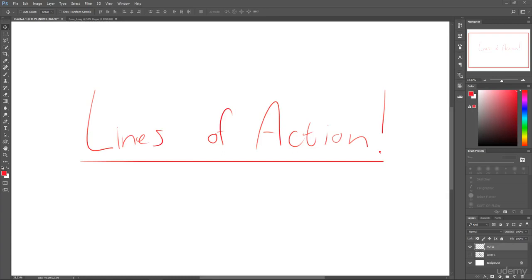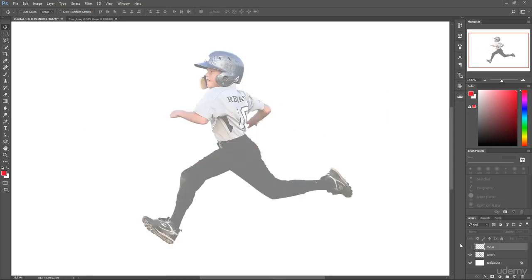Let's now talk about lines of action. What are lines of action? You may or may not have heard of what lines of action are. We're going to look at it and we're going to dissect it. And I'm going to use this baseball kid photo again, just to illustrate the point here.